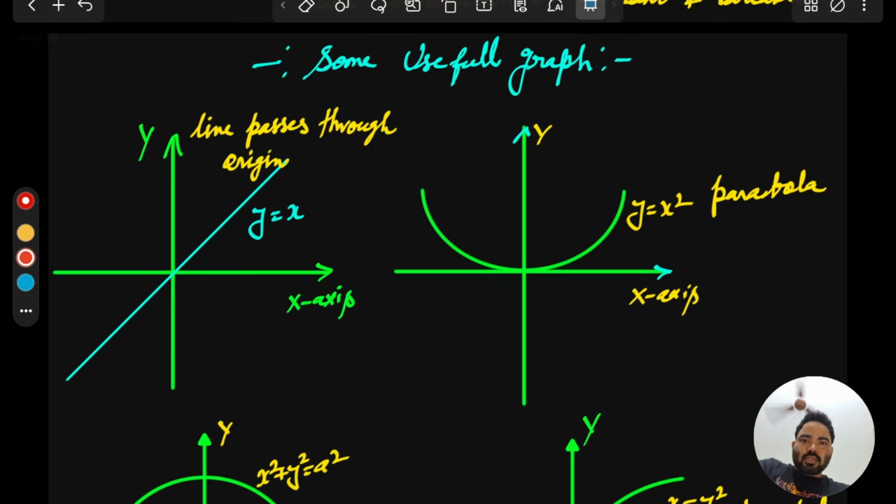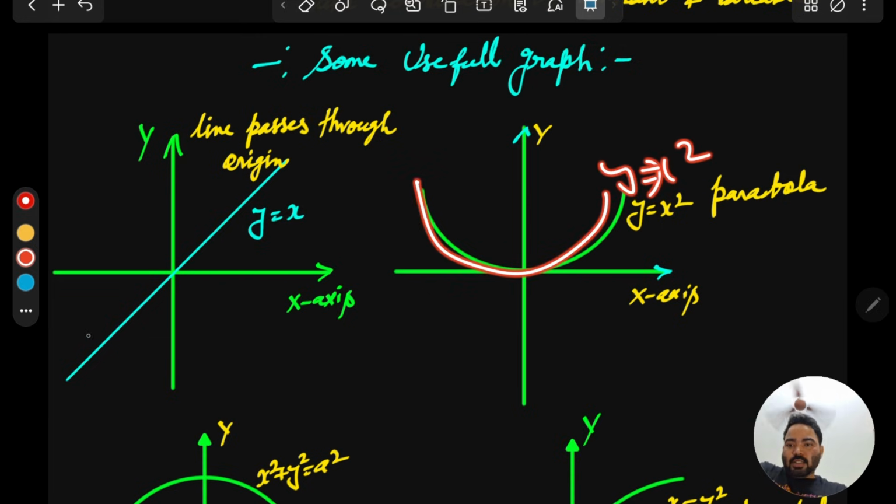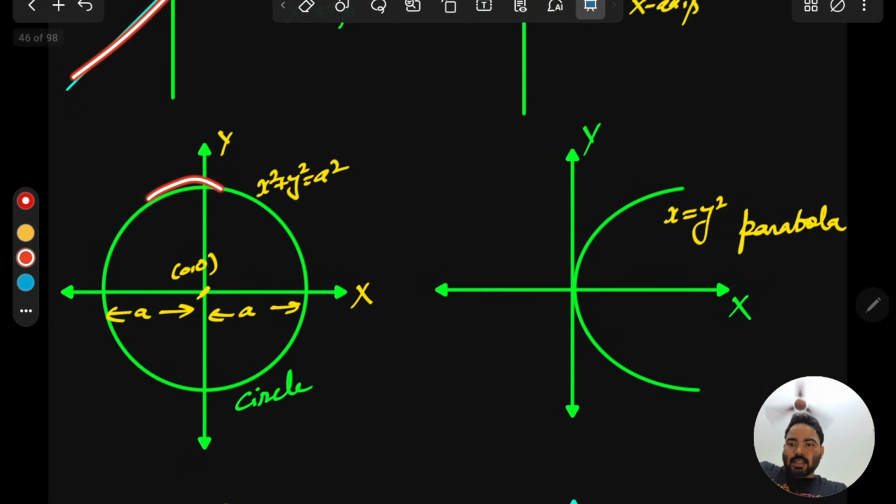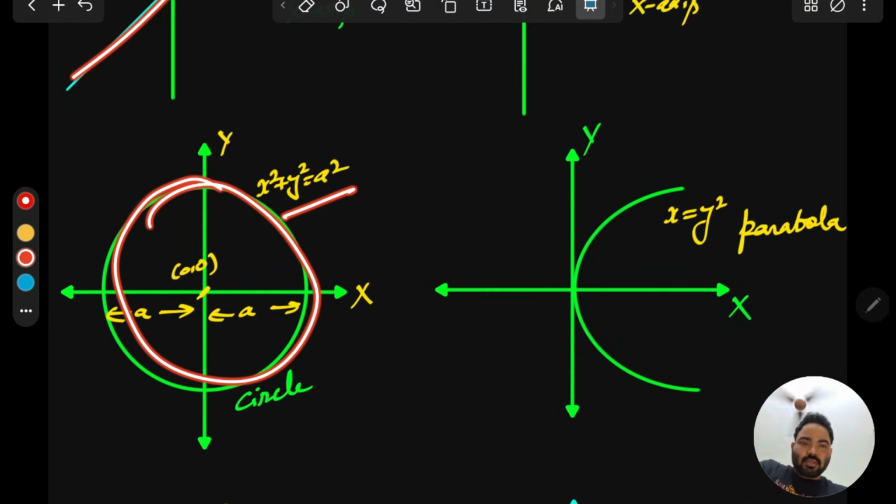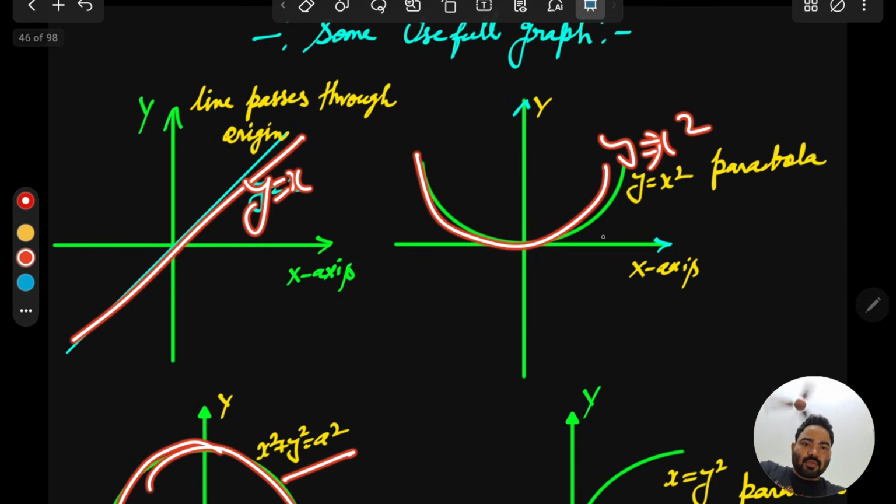So before knowing the question, you have to remember the basic graphs. And this is the graph of y equal to x square. And this is the line passing through the origin, y equal to x. And this is the circle x square plus y square equal to a square. This is the parabola y equal to x square.